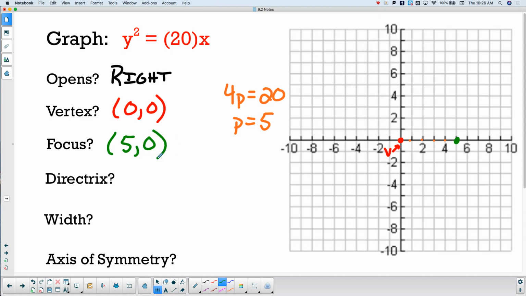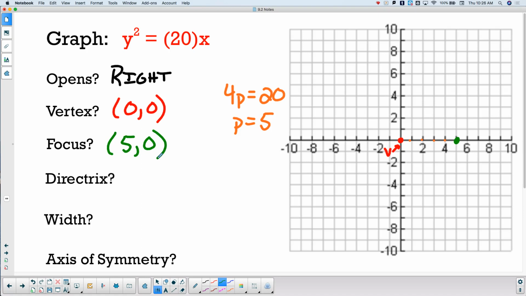What else do we do in this step, Brent? We're on step number 3. We just found the focus. We found that distance already. That's P, that's 5. So now we got to use P to find the directrix.